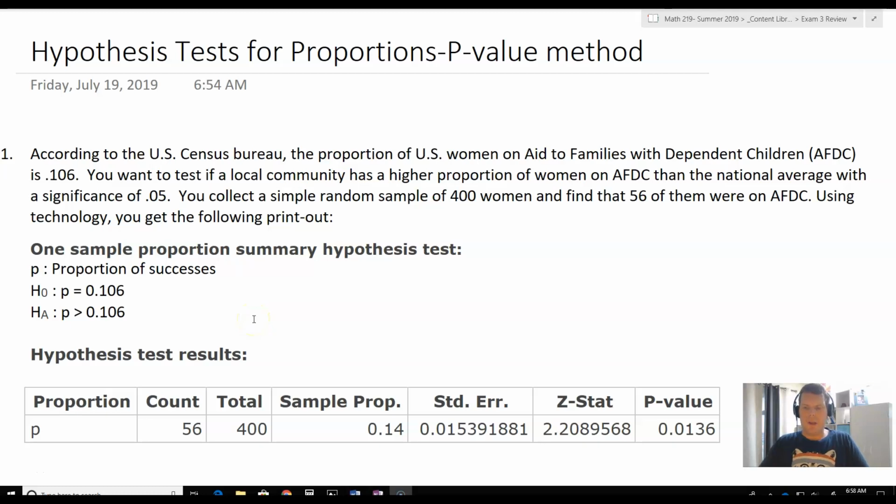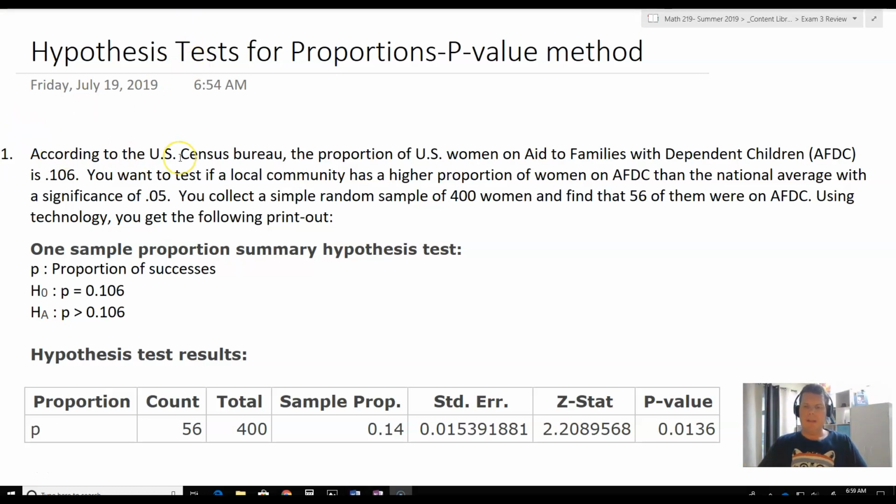So for this video, we're going to look at a hypothesis test for proportions again, and this time we're going to look at it from the perspective of a p-value method. We're going to go over some really key concepts when it comes to the p-value method and help you think about how we make the decision of whether or not we're going to reject or fail to reject the null hypothesis.